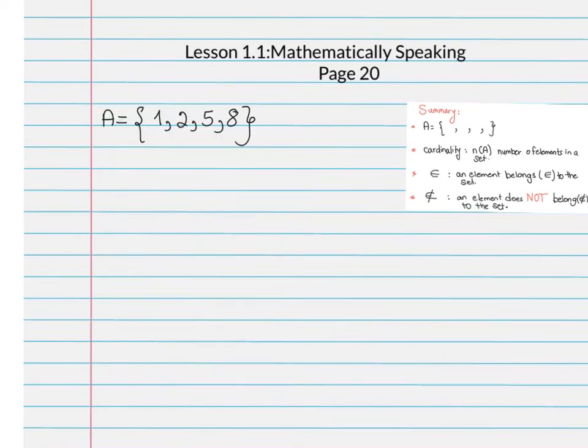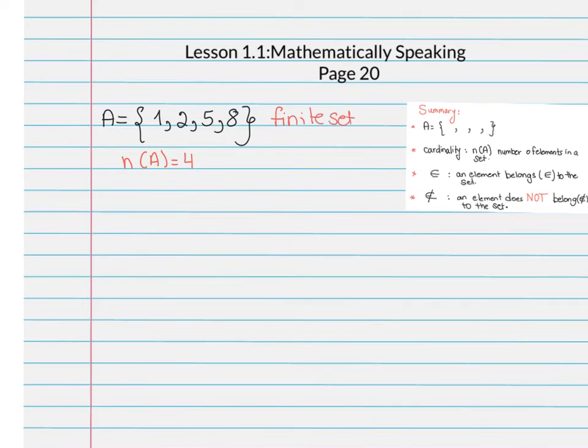Let's take the following set. Set A has the elements 1, 2, 5, and 8. The cardinality of set A is 4 because it has 4 elements. Now we call set A a finite set because it has a limited number of elements, a specific number of elements, and a specific cardinality.